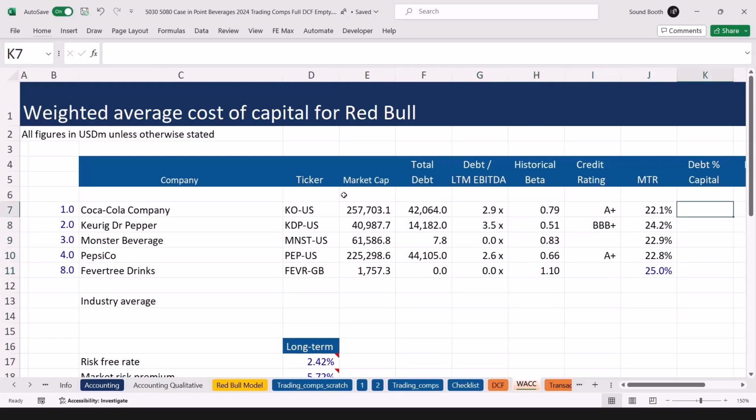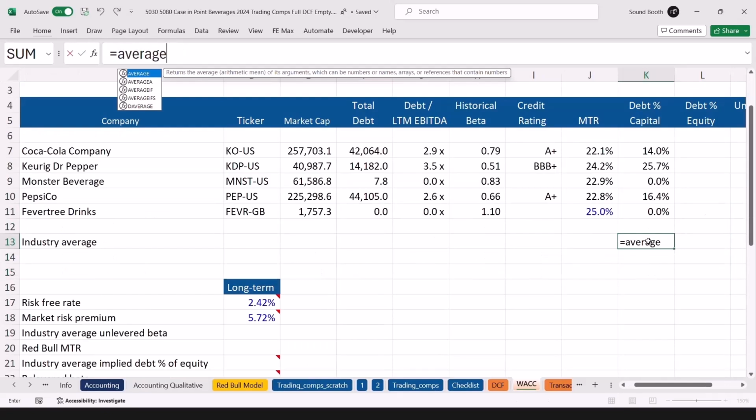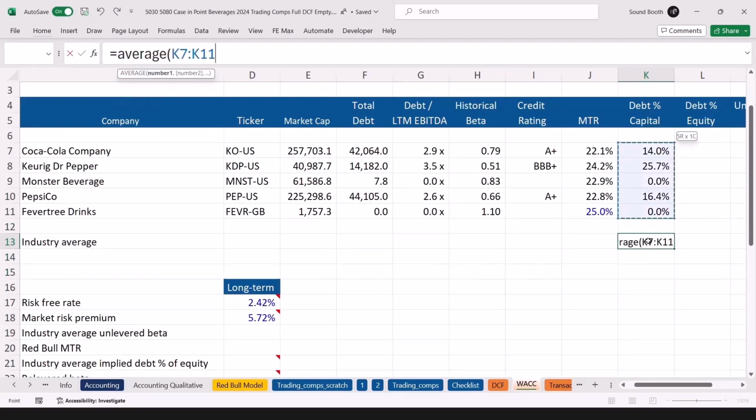The first thing we're going to do is calculate the debt over capital. So I'm going to take the total debt divided by the total debt plus the market capitalization. And we get debt over capital, and I'll just copy that down. I could use a median calculation, but I'm going to use an average calculation here. And that's the average leverage in the sector.